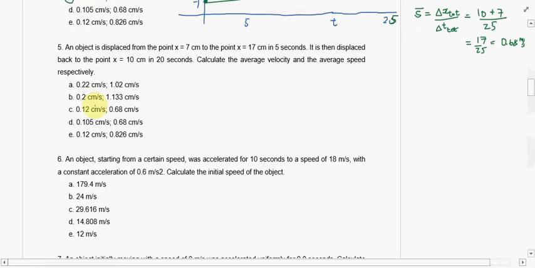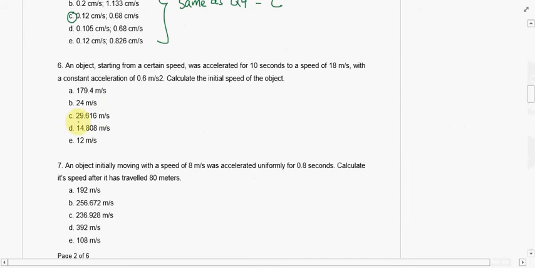Okay, question number 5, almost halfway there in terms of my multiple choice questions. This was the same one, so this was a typo. So this is the same as question 4. So the answer should be C. Sorry about that one. Question number 6.